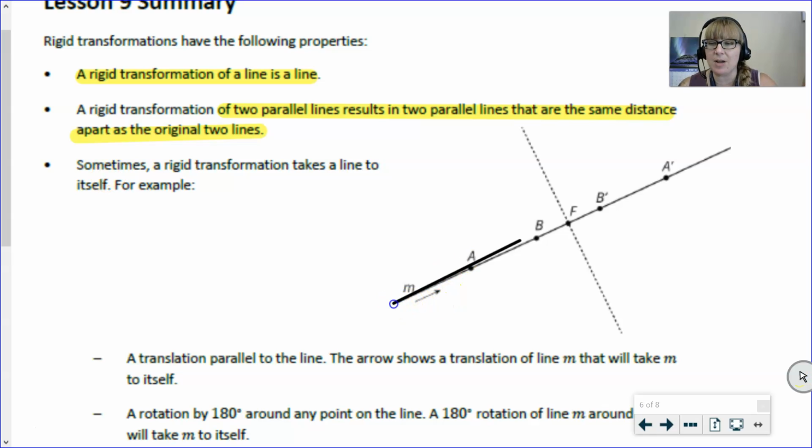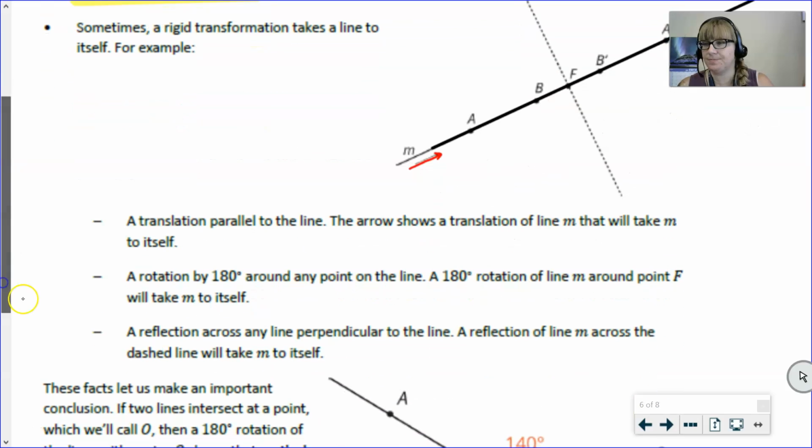This is a little bit hard to describe, so I'm going to just show you. We can see this line here. What if I translated it in the direction of this arrow, or in the direction of that vector? Well, then that translates to right here, and it is still a line. It's the same line. Sometimes you will see that happen, like a translation of a line parallel to that line. So we went in that same direction.